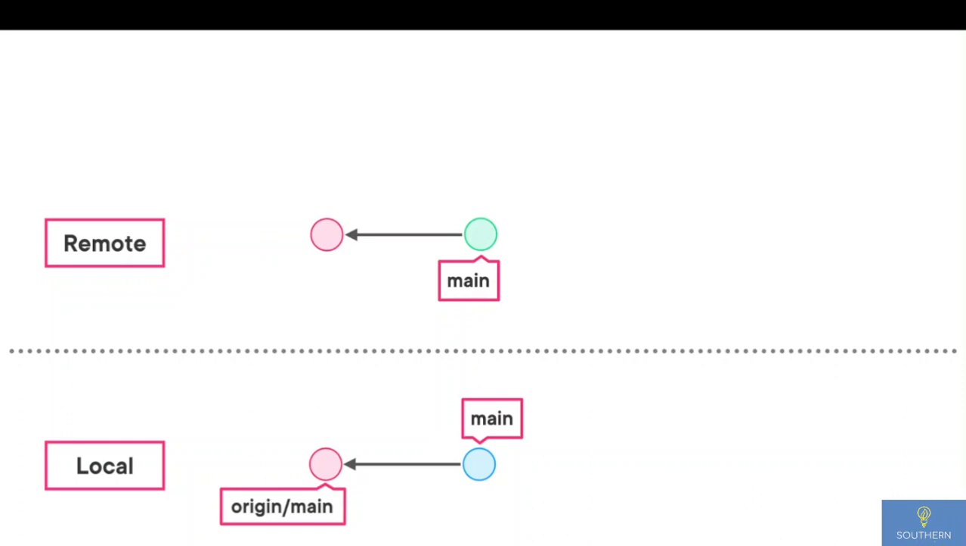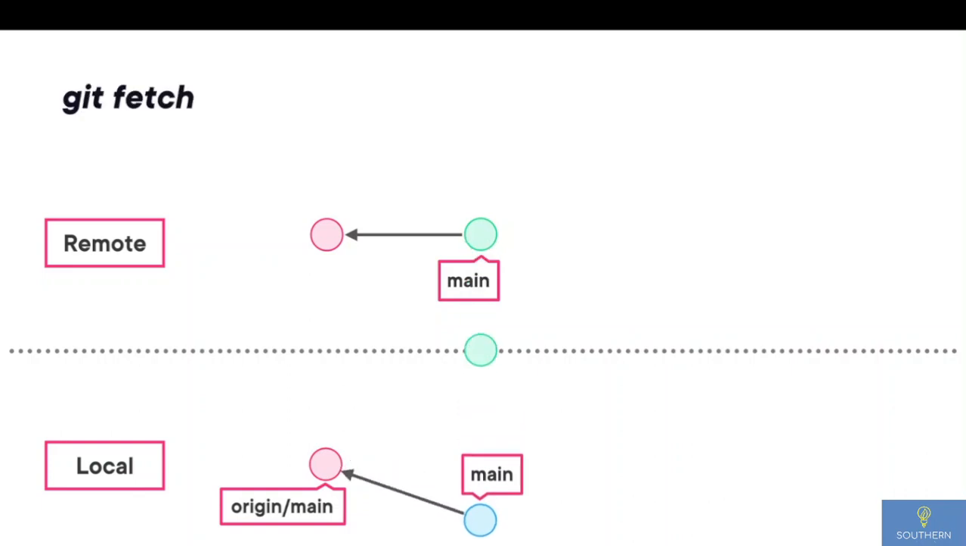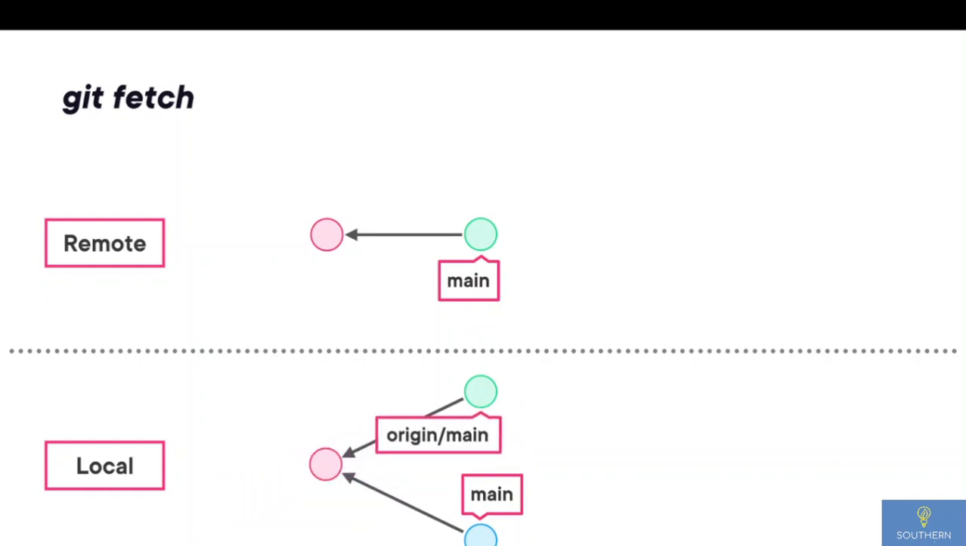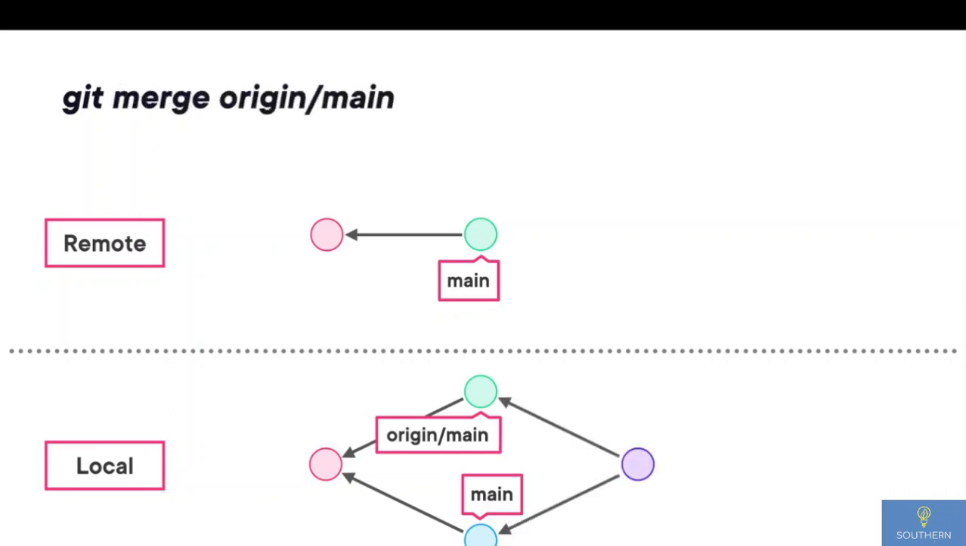There is a command to do that called git fetch. We get the new objects from the remote, and we also update the current position of the remote branches, origin main in this case. Now that we have the new commit and the related objects, we can merge our local changes with the remote changes. So we did the fetch, now we do a merge.